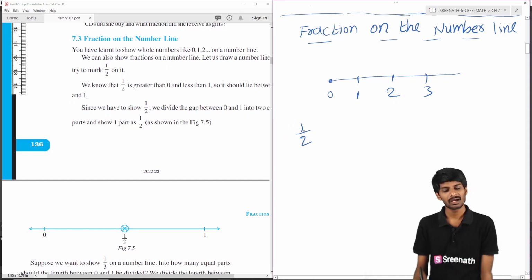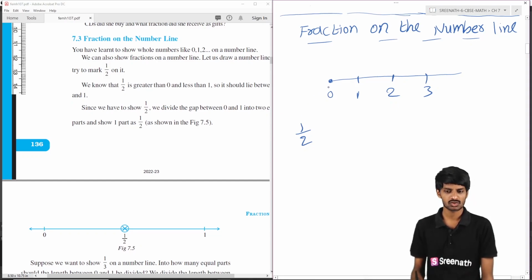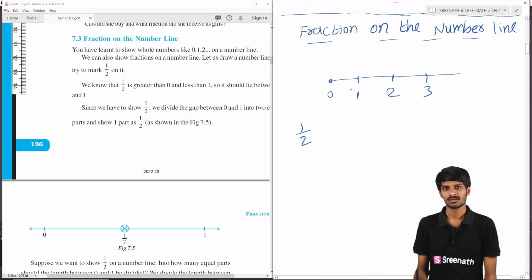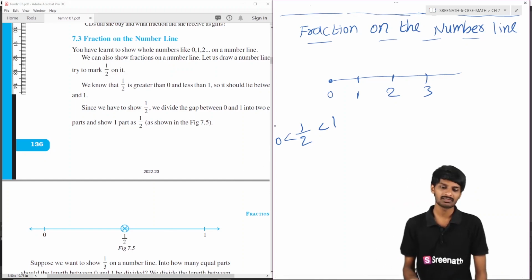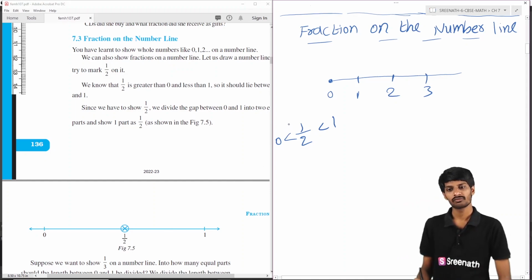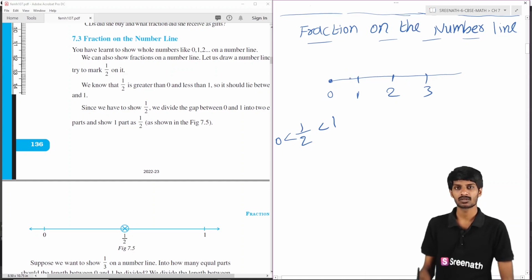Is 1 by 2 greater than 0 or not, students? Yes, it is obviously greater than 0. Is 1 by 2 greater than 1, students? Then the answer is no. It is not greater than 1. So it is less than 1 and greater than 0, students. So it must lie between the 0 and 1 on the number line. If you observe the number line, 0 is here and 1 is here. So 1 by 2 must be in between the 0 and 1, at some place between 0 and 1, students. Okay, that is the case.